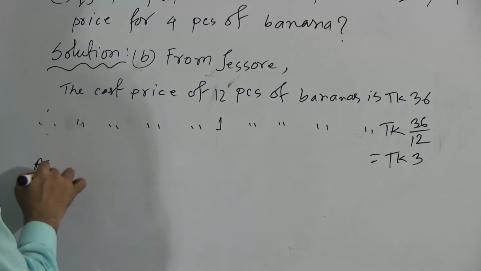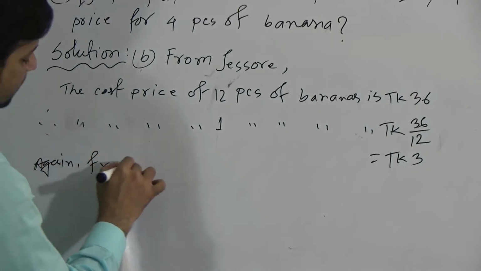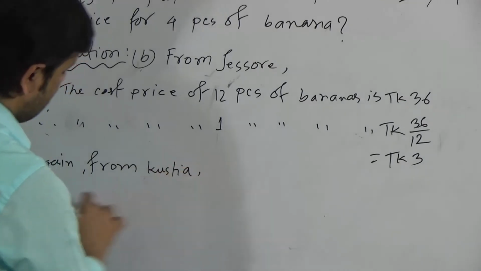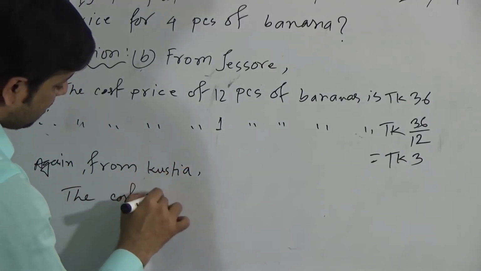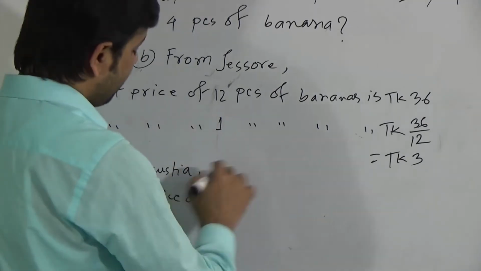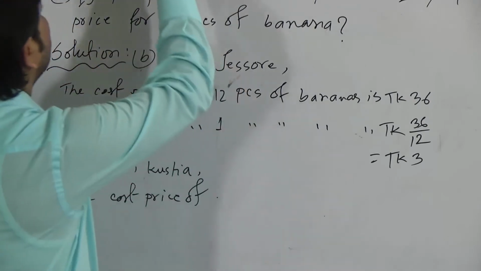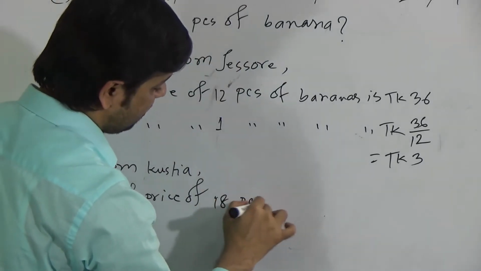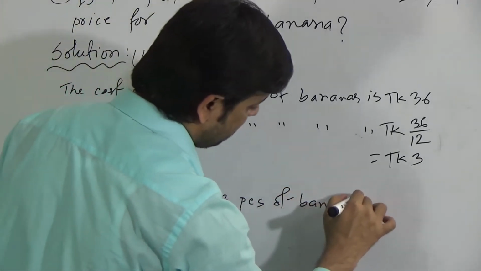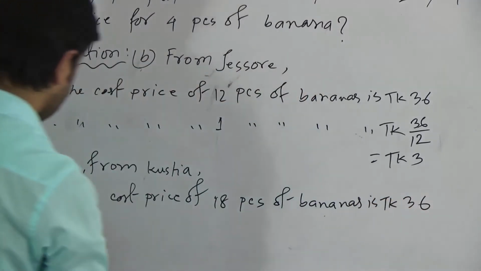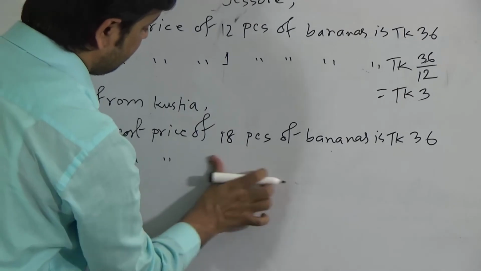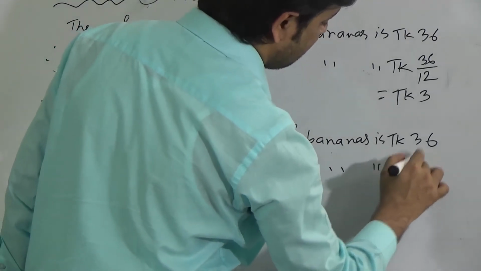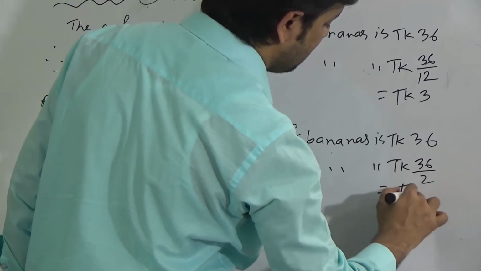Now again from Kustia, the cost price here is from Kustia 18 pieces for taka 36. So we can write, 18 pieces of bananas is taka 36. Therefore, the cost price of one piece of banana is, we have to divide 36 by 18. This will be taka 2.